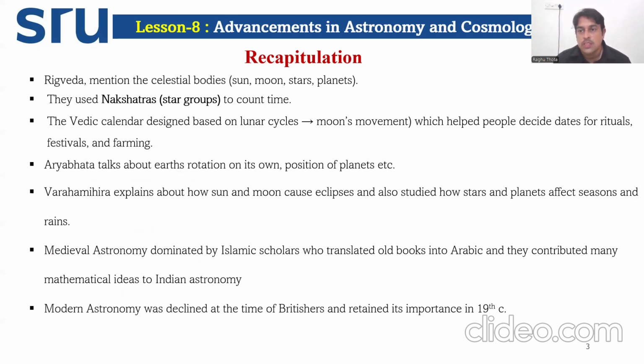Advancements in astronomy and cosmology in ancient India. What are the contributions of our ancestors to Indian astronomy? Let us see. There are 4 important books in the Vedic period, which we call the Vedas. Among these 4 Vedas, the Rig Veda mentioned the celestial bodies, such as the sun, moon, stars, and planets. So it is evidence that from the Rig Veda onwards, people started observing the universe too, and they started focusing on astronomy.